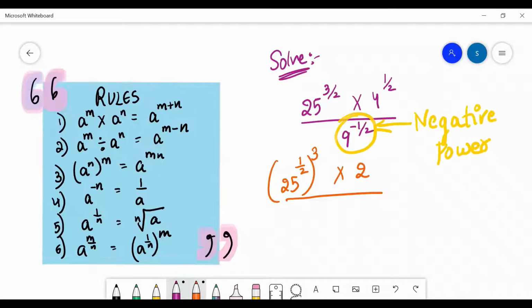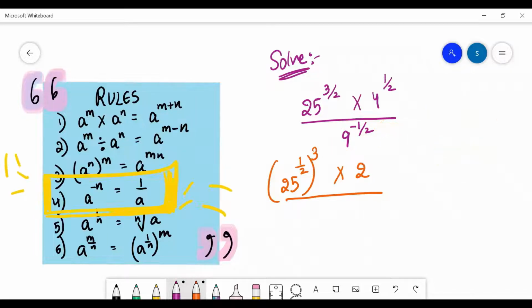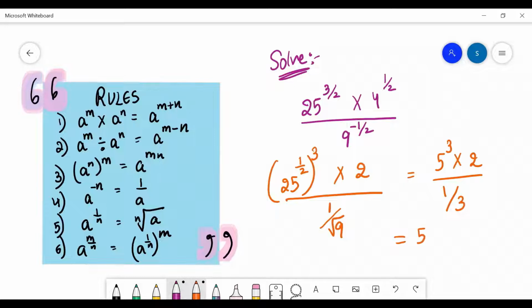So here we're dealing with a negative power, so use rule 4. Basically it's 1 by root 9. Now 25 to the power 1/2 is root 25, which is basically 5, and you have the power 3 outside, into 2, divided by 1 by root 9, which is 3. So this basically is 5 power 3 into 2 into 3. 5 power 3 is 125, into 2 into 3. So the answer is 750.